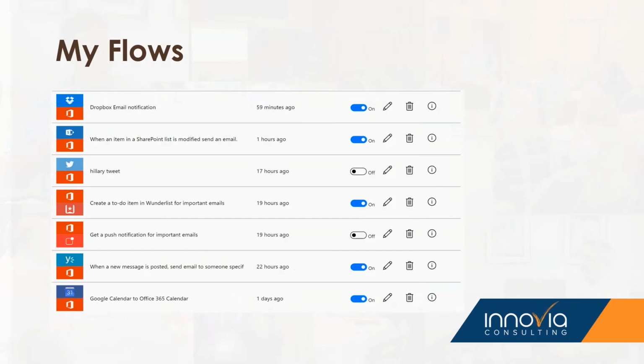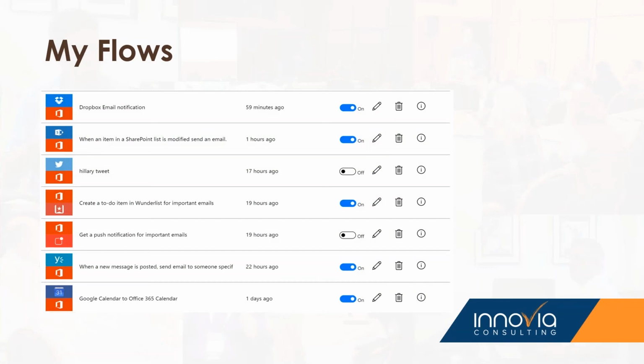When you create some flows, those flows look like this. You can turn them on and off. You can edit them. You can throw them away. You can check in on them and determine when they were last run. And we'll dive in at the end to look at some of those flows.